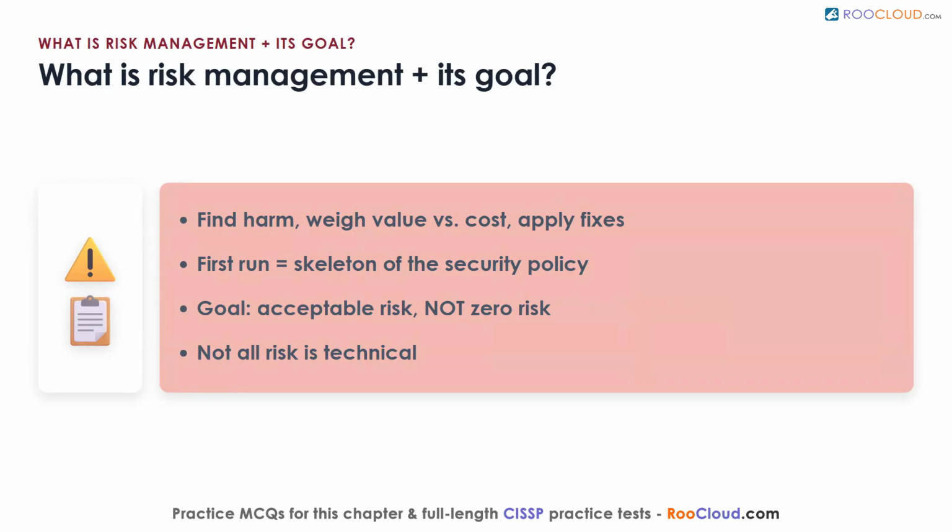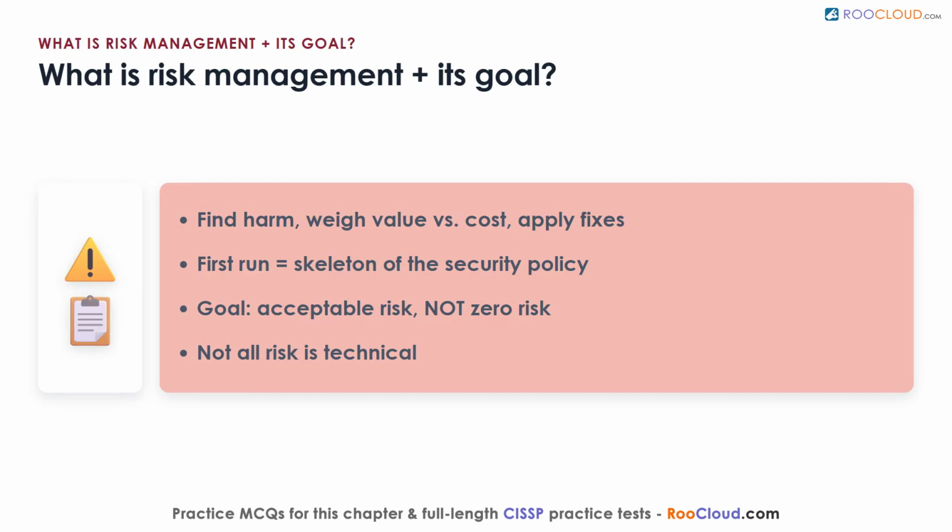What is risk management? And what is its real goal? It is the disciplined process of finding what could harm your assets, weighing that against asset value and control cost, and applying cost-effective fixes. The first time you run it, the output is the skeleton of your security policy. After that, you repeat it to keep pace as conditions change.